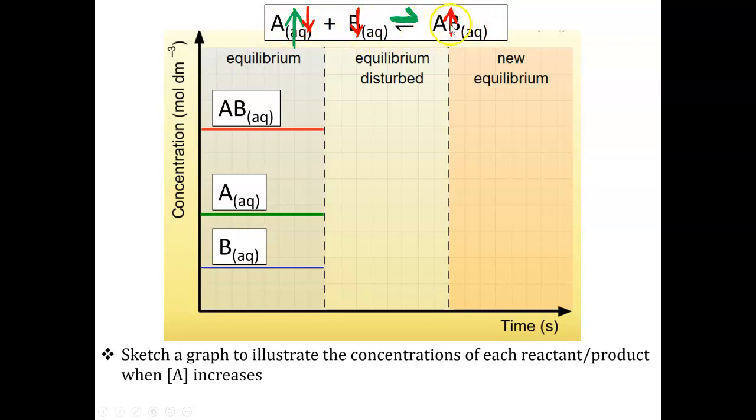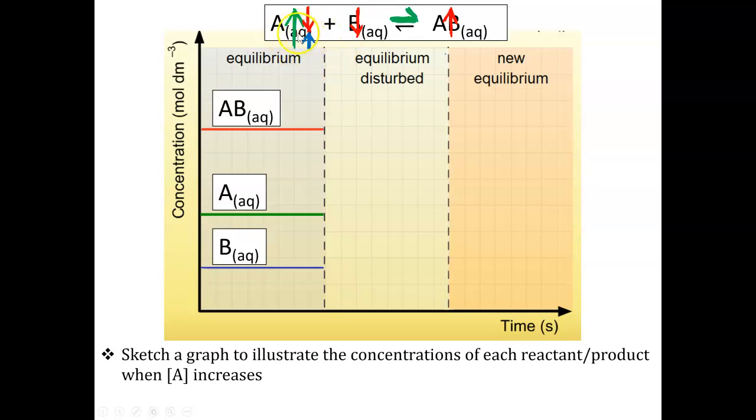And because we're making AB, the AB concentration will also increase. Now, let's double check our collision theory explanation with Le Chatelier's principle. According to Le Chatelier's principle, if we increase A, it's going to try to minimize that change by decreasing A, and that's what it's done. And so the net change in A is not as bad as it could have been.